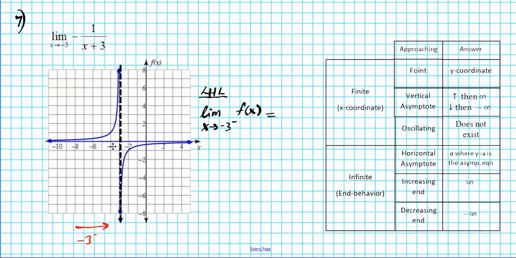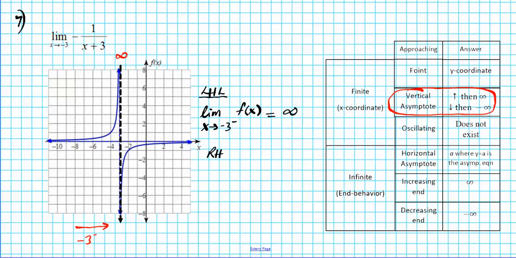Okay, if you look at this scenario, as you're approaching negative 3 from the left, are you approaching a point, a vertical asymptote, or are you oscillating? In this case, you are clearly approaching a vertical asymptote. Whenever you're approaching a vertical asymptote for a particular x value, you want to ask yourself, what's the behavior of that function from that direction? Are we going up or down? From the left, the function is tending upwards towards infinity. So the left-hand limit is equal to positive infinity.